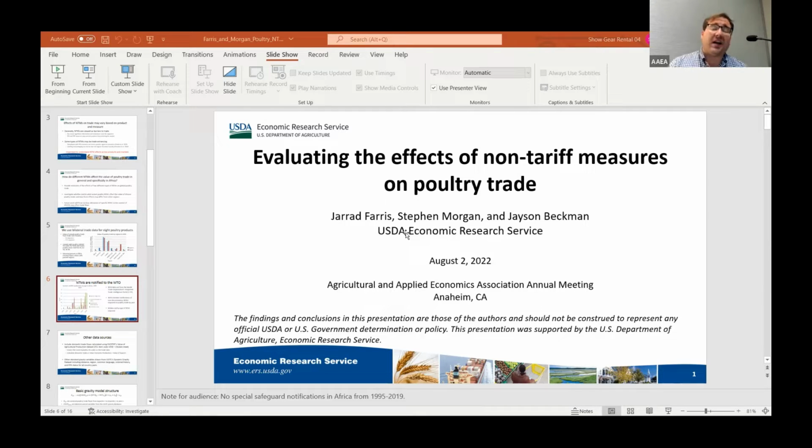So the question that we're going to try to answer today and start to explore is how do different non-tariff measures affect the value of poultry trade in general, and then specifically in Africa. So what we want to do is try to provide estimates of the effects of four different types of non-tariff measures on global poultry trade. We want to investigate whether and to what extent those non-tariff measures affect the value of African poultry trade, and how those effects might end up differing from other regions. And then in future work, we actually want to focus on the African Continental Free Trade Agreement specifically.